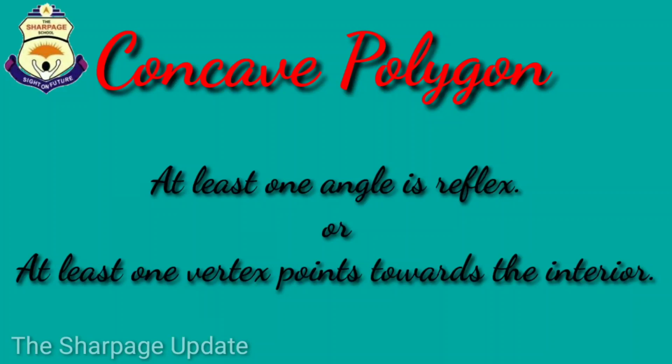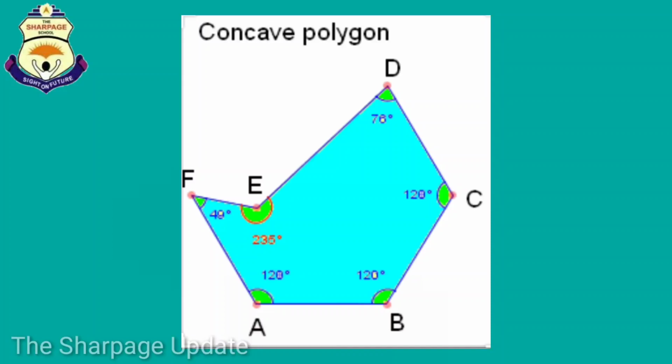And in a concave polygon, at least one angle is reflex, or we can say greater than 180 degrees but less than 360 degrees, or at least one vertex points towards the interior. This is an example of a concave polygon, and in this figure angle E is a reflex angle and also angle E points toward the interior.